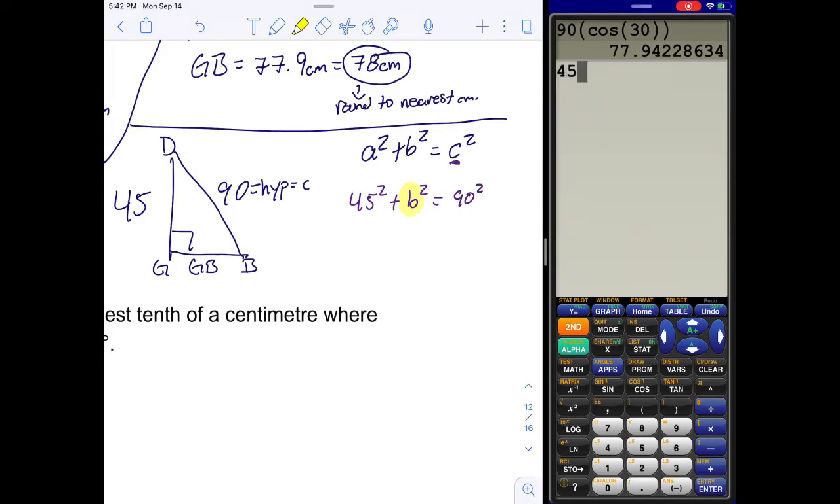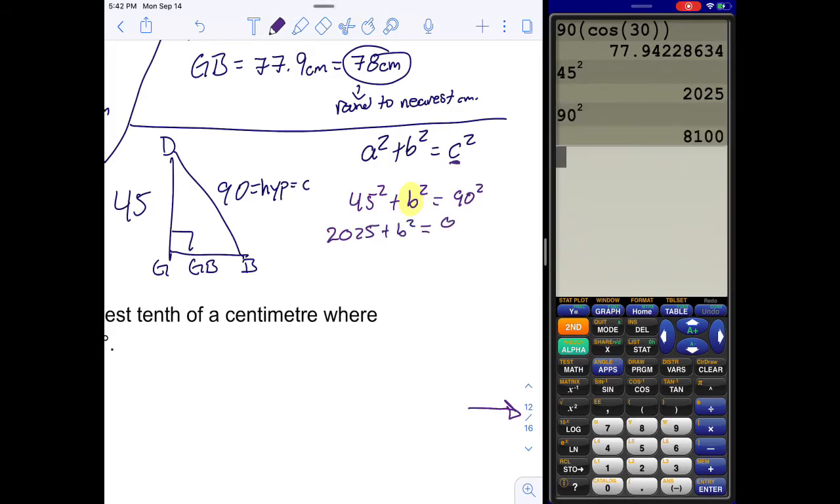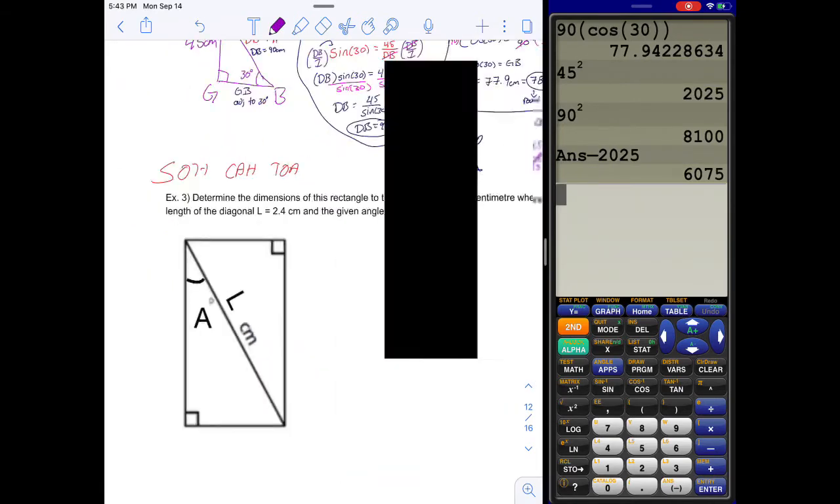So if we plug in 45, now remember, where's that square button? The square button is found right there. You just press this button and it'll square it. So you get 2025 plus b squared, and 90 squared gives me 8100. Okay, we're going to subtract 2025 from both sides. Cancel that guy out. So b squared equals 6075, and we're not quite done because we've got a square.